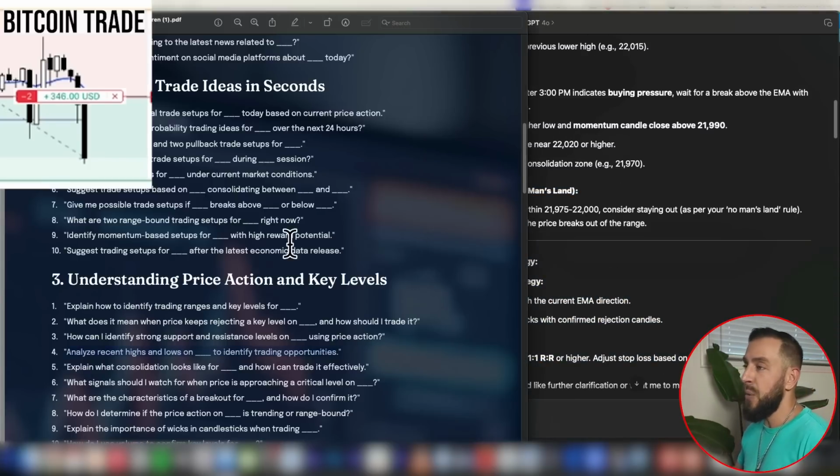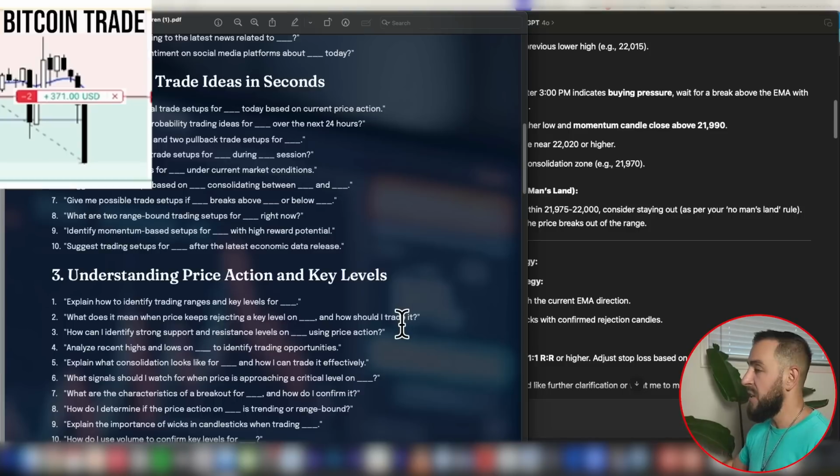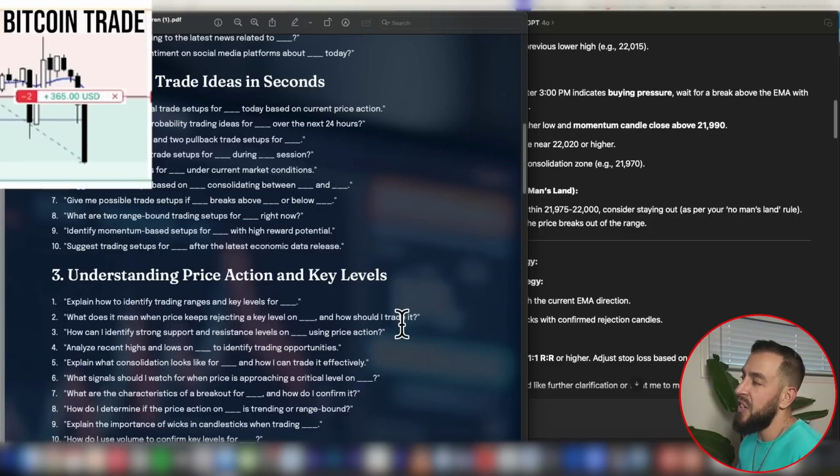And in the guide here, which I'll show you how to get at the end, you can use a bunch of these other prompts to do similar things. Notice that this is not just giving you different price levels and different ideas. It's actually explaining why they're important and teaching you how to understand price action as it's giving you those ideas.